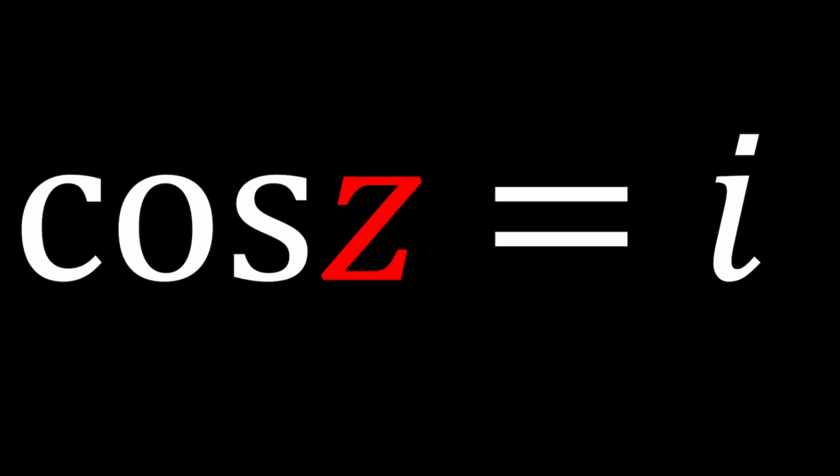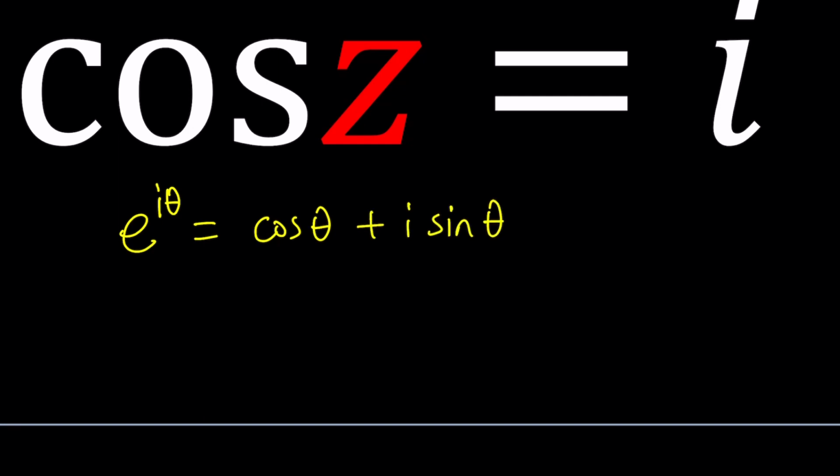So let's go ahead and remember Euler's formula. There's quite a few, but the one that is associated with complex numbers is e to the power i theta equals cosine of theta plus i sine of theta. Obviously, you can prove this using Taylor's series. There's a couple different ways to approach it, but we're not going to do that here.